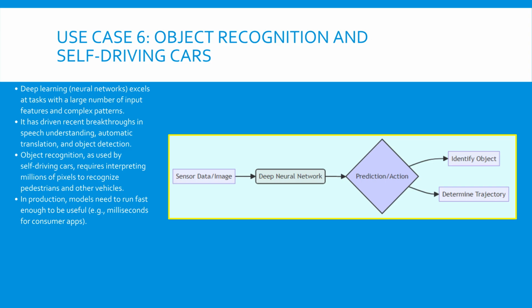Here, we see an example of deep learning in action for object recognition. Raw sensor data from the vehicle, such as camera feeds, is fed into a complex deep neural network. The network processes layers of complex patterns. The system then produces a prediction or action, such as identifying an object or determining trajectory. Speed is critical here, as inference latency must be extremely low for real-time systems like self-driving cars. Deep learning is suitable here due to the large number of inputs, pixels, and the complex patterns involved.